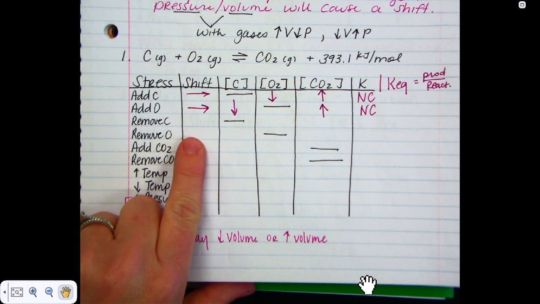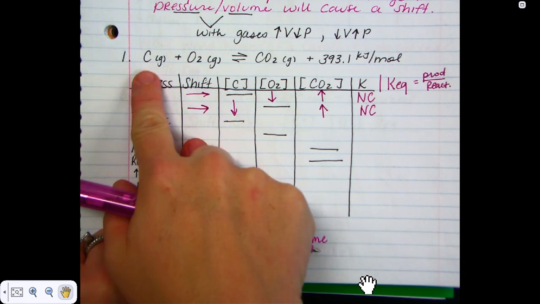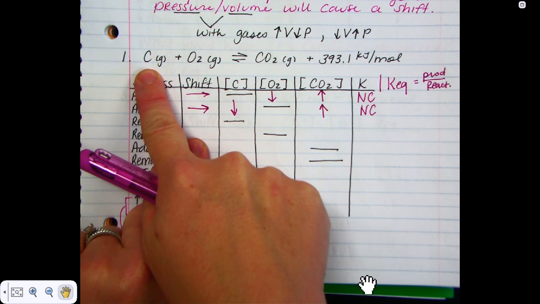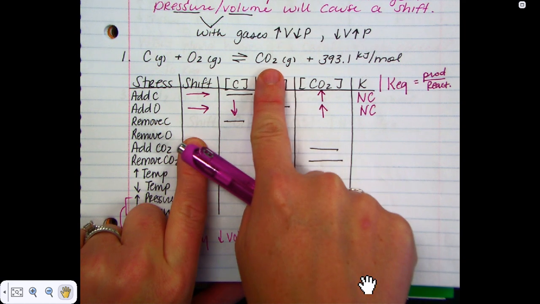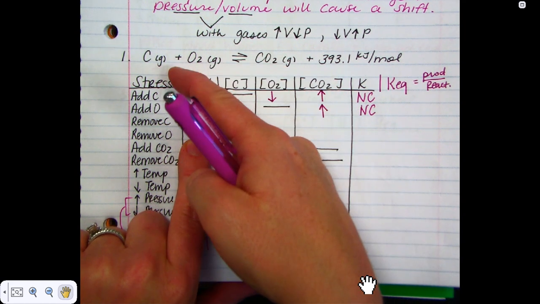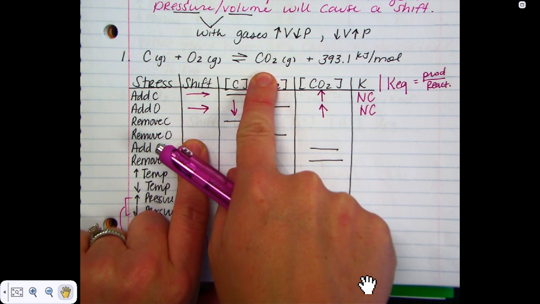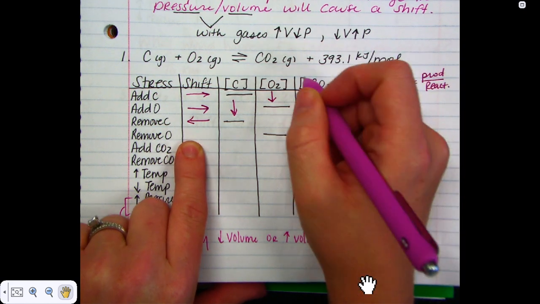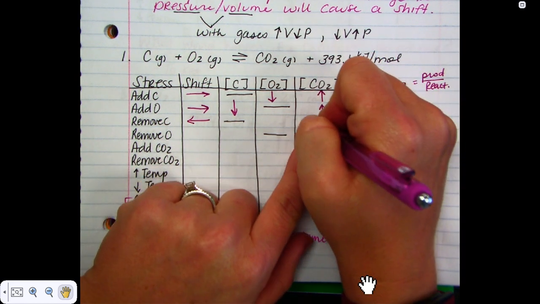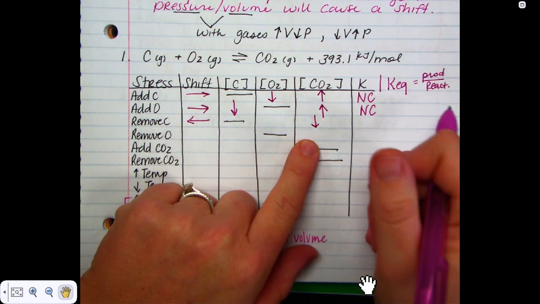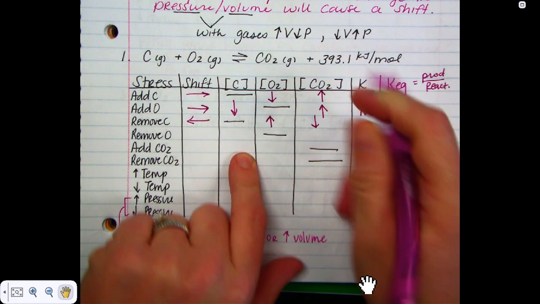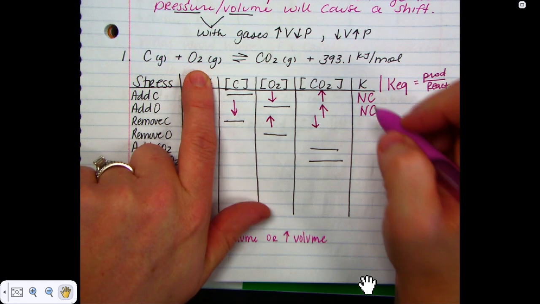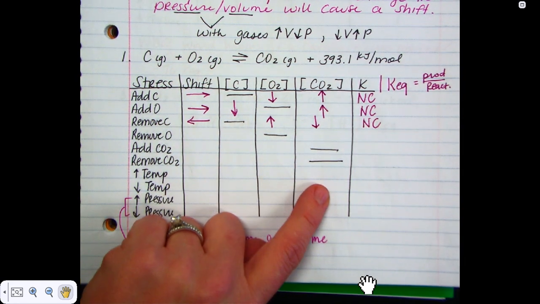All right, let's talk about what happens when we remove one of these things. So if I remove C, I take some of this away, my reaction needs to replace it. The only way to replace it is to take the carbon dioxide and push us in the reverse direction, to break down carbon dioxide into oxygen and carbon. So I'm going to shift to the left. The amount of carbon dioxide is going to go down because I'm breaking it down to make more carbon and oxygen. And the amount of oxygen goes up because we're not just breaking down the carbon dioxide to make more carbon. We have to make carbon and oxygen. So that's going to go up. And here we experience no change in K again.